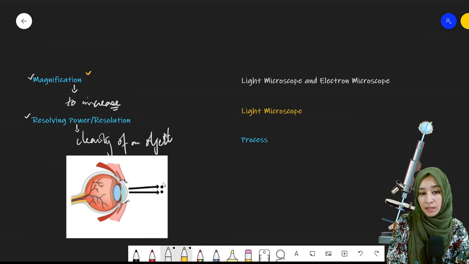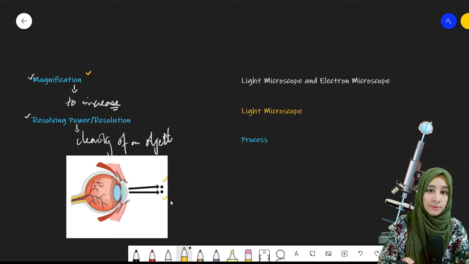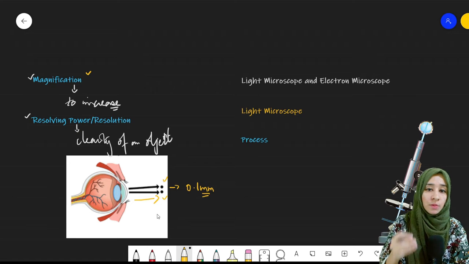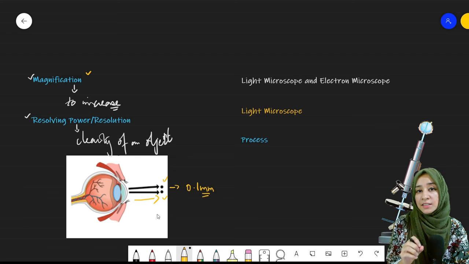For example, you can see these two dots. We will have to place them at a particular distance, and the distance between these two dots should be about 0.1 millimeter. It cannot be less than 0.1 millimeter. If it is less than 0.1 millimeter, then the human eye will not be able to separate them as separate objects. Clear? So the distance at which two objects are to be placed apart from each other so that they can be identified as separate objects is known as resolving power.